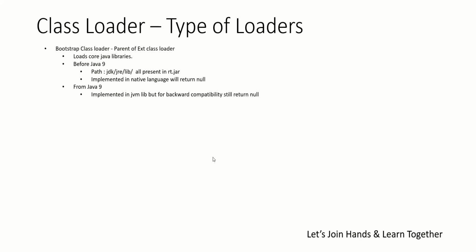Okay, so before Java 9, the Bootstrap class loader is implemented not in Java, but in a native language like C or C++. So whenever in a Java program you want to identify the class loader which loaded a class, for the Bootstrap class loader it will give null, because it's implemented in native language. It doesn't have any object or any .class file in it. That is why it will give a null. But after Java 9, it's implemented in the JVM itself. Even though it's implemented in the JVM, it will give a null because of backward compatibility.